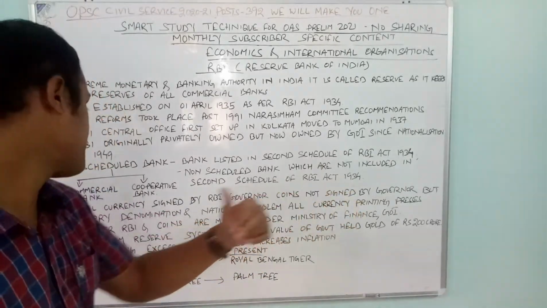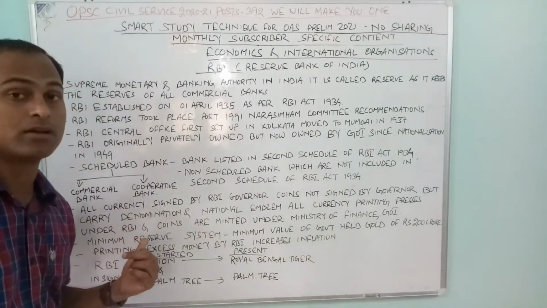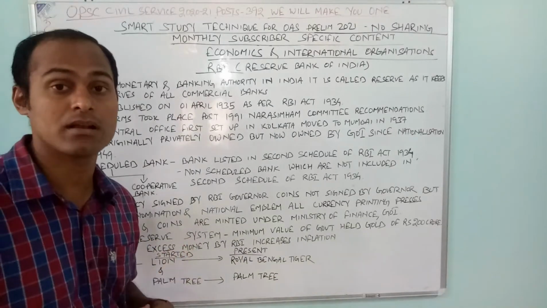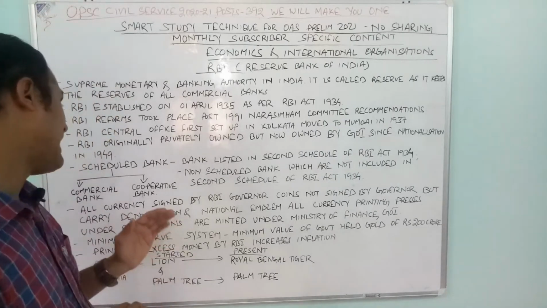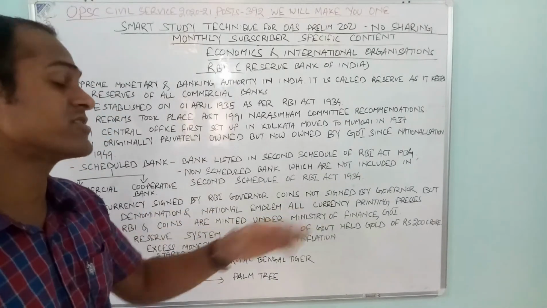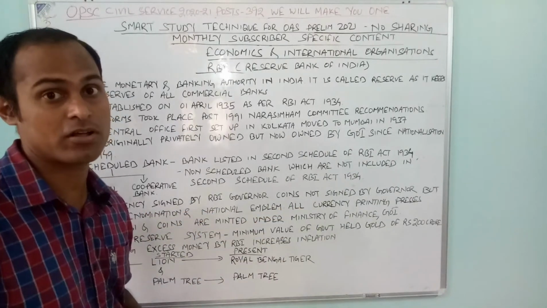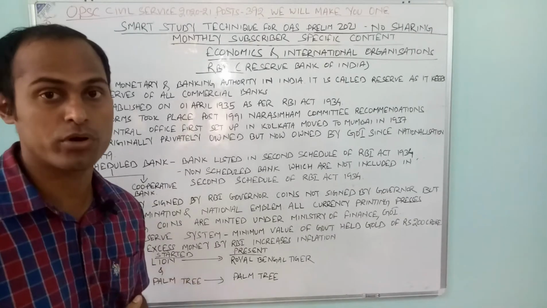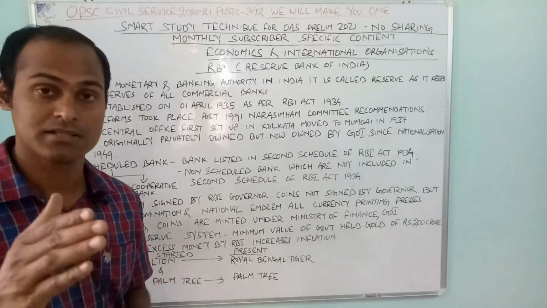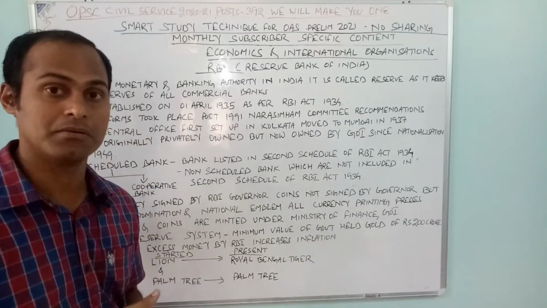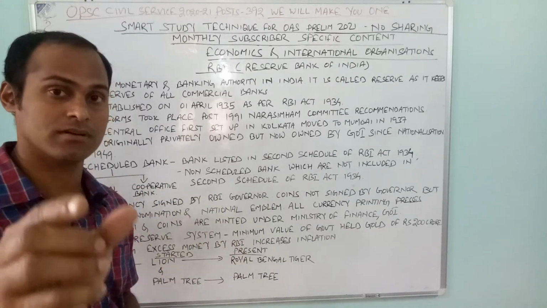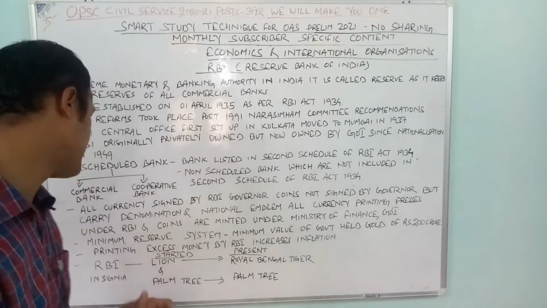All currency printing presses come under the Reserve Bank of India. Coins are minted under the Ministry of Finance, Government of India. So the currency is under RBI, and coins are under the Ministry of Finance, Government of India.